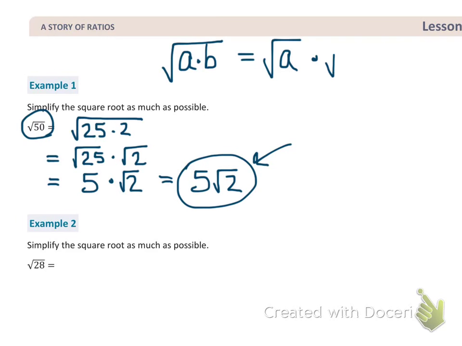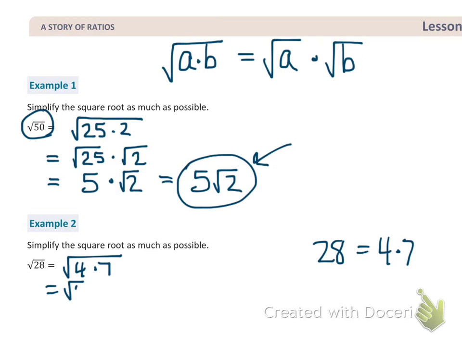Okay, let's do another example. 28 has a perfect square factor because it can be written as 4 times 7, right? So the square root of 28 is the same thing as the square root of 4 times 7, which is equal to the square root of 4 times the square root of 7. And then I can simplify the square root of 4 to 2, and the square root of 7 can't be simplified any further. So that's 2 times the square root of 7. All right, so there's the simplified form.